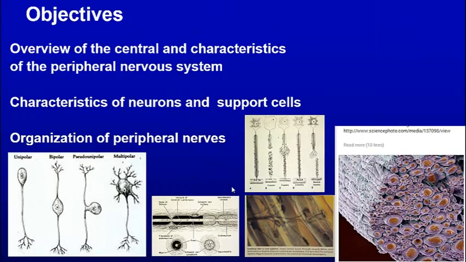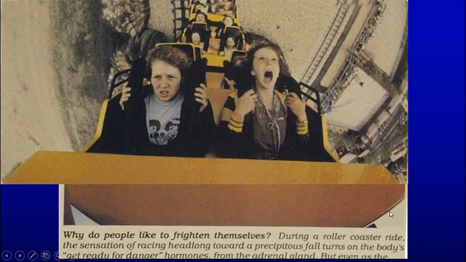And so today we're going to talk about an overview of the central nervous system, characteristics of the peripheral nervous system, just a little bit about the central. And we're going to characterize neurons and support cells and organization of the peripheral nervous system. And here we see a host of different types of cells. We can see where one axon is being supported by multiple Schwann cells, and there we can see some axons kind of in yellow here in this scanning electron micrograph with a myelin sheath around each one.